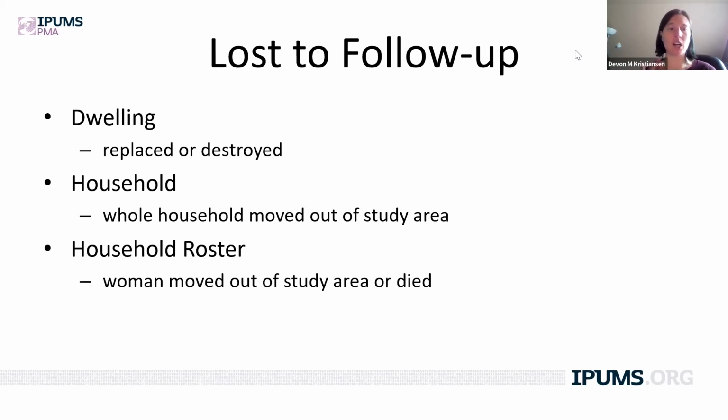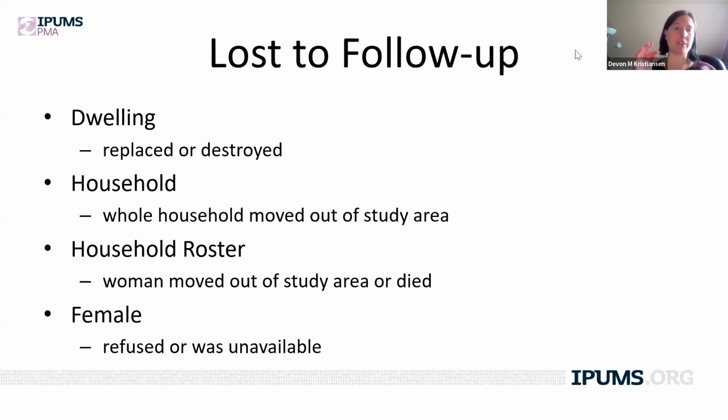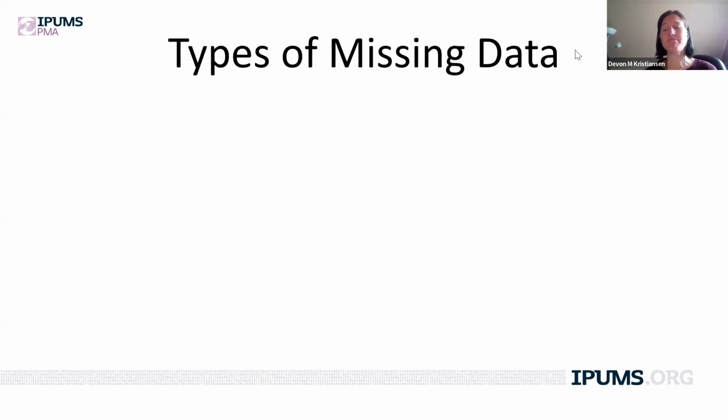There could be a loss at the household roster, so it could be that the woman herself moved out of the study area or she may have died. And lastly, there could be loss at the female level. If the woman still lived in the household she was in during the previous phase, it could be that she refused to continue participating in the panel, or maybe she was away for an extended period of time and was not available for the interview. So that's another source of loss to follow-up.